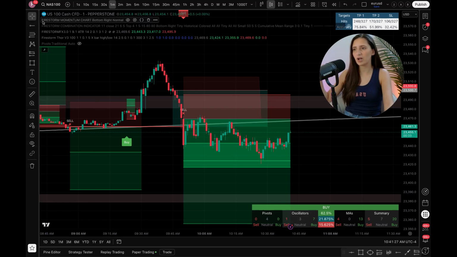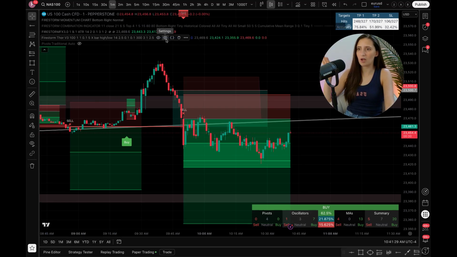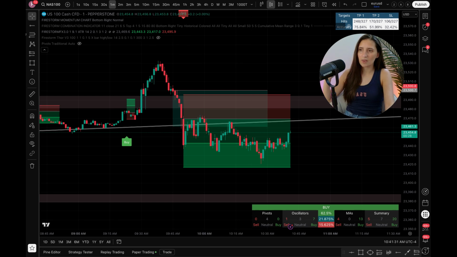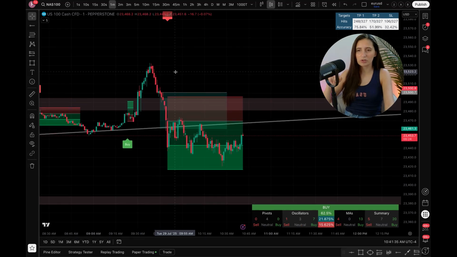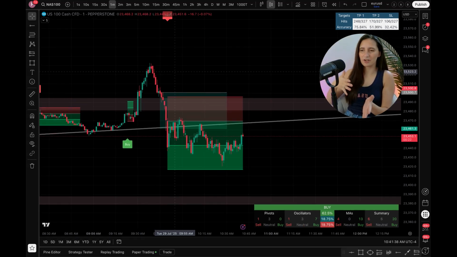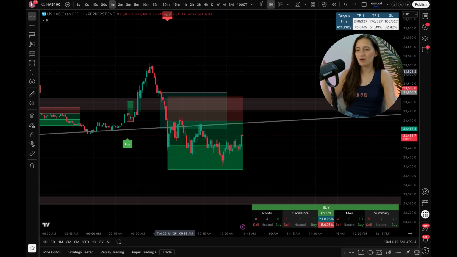So if I turn off Firestorm Thor, because I use Firestorm FX most of the time. Most of the time, Firestorm FX is what I like to use. Firestorm Thor is always an additional. So when they come together, I like to use them together. Or when the market structure looks nice and Thor calls out a signal, I love to jump in on that too.